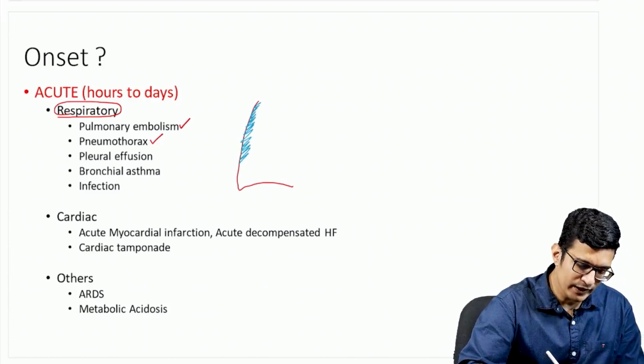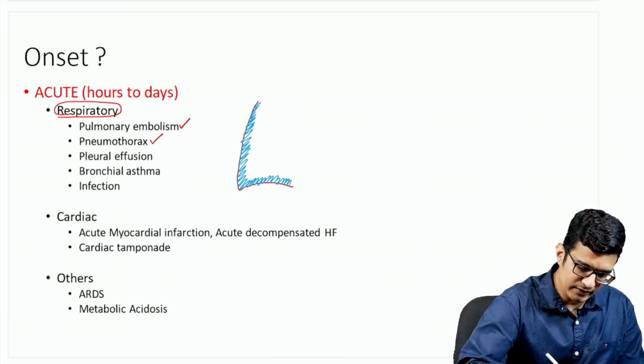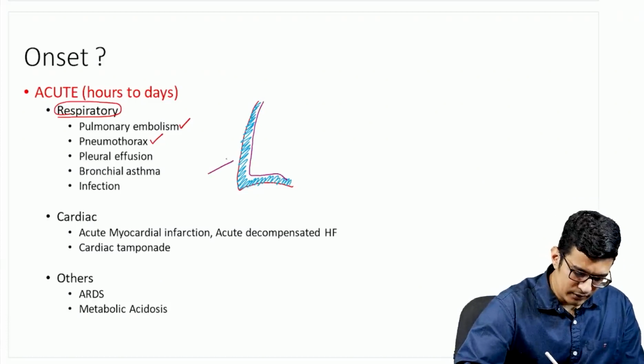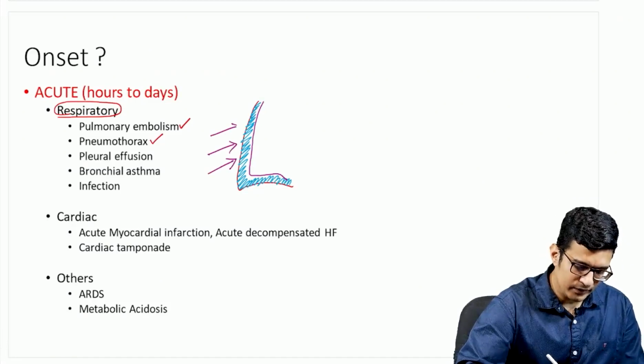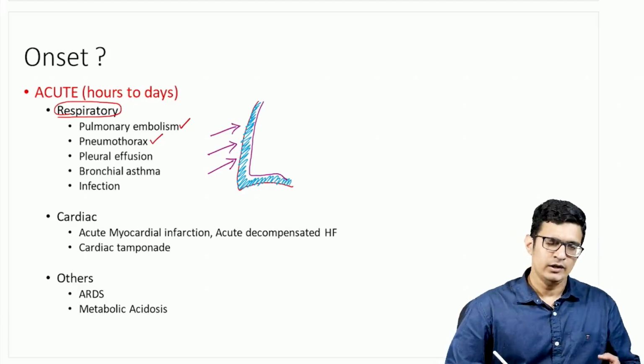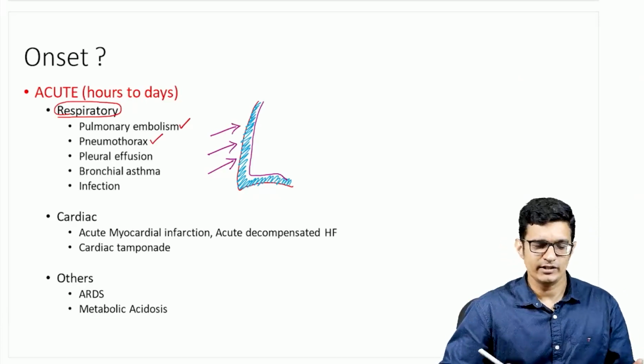So if there is fluid accumulation in the pleural space, again this fluid can mechanically compress the lung and lead to breathlessness in the patient. So this mechanical compression caused by fluid is something that can cause a subacute onset of breathlessness. Now you can have progressive evolution of infections in the airway.